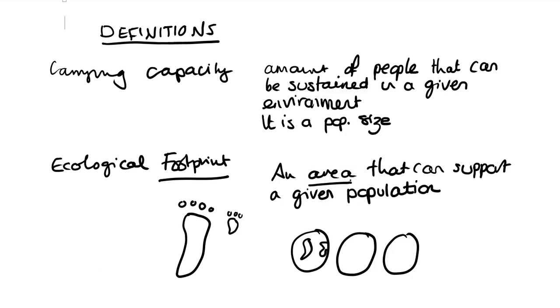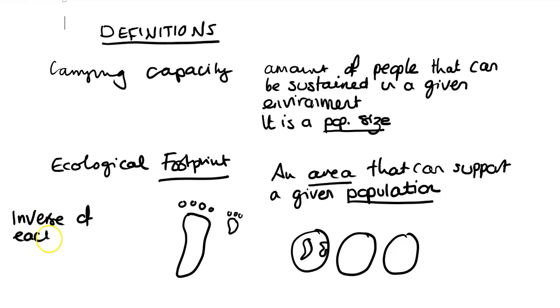So once you've got those definitions in, now you can see that these are actually the complete opposite of each other. Okay, so how we're distinguishing them, the ecological footprint is focused on area, and we start with the population, and the carrying capacity is the population size. They are actually the inverse of each other.